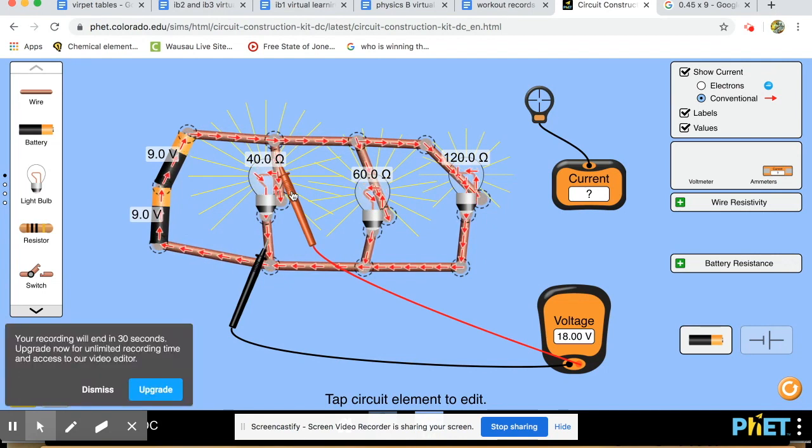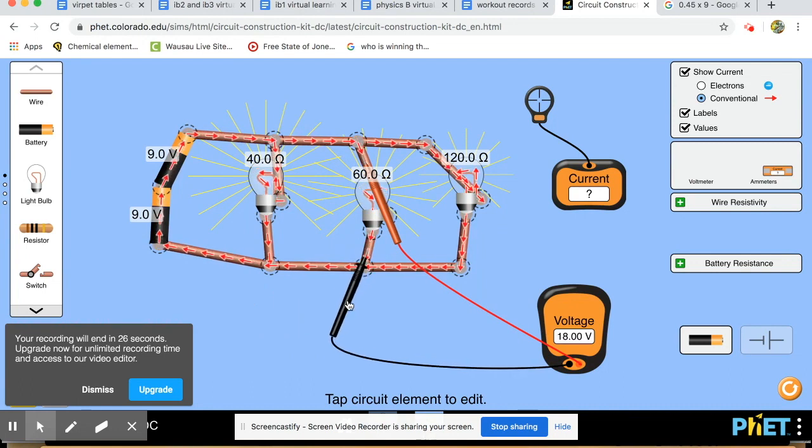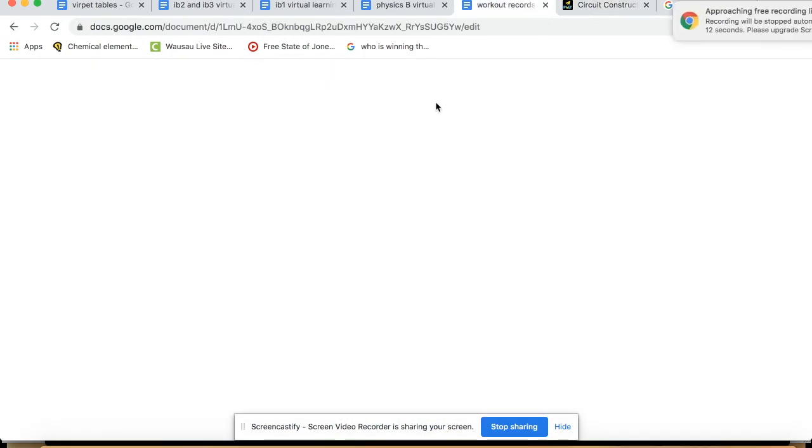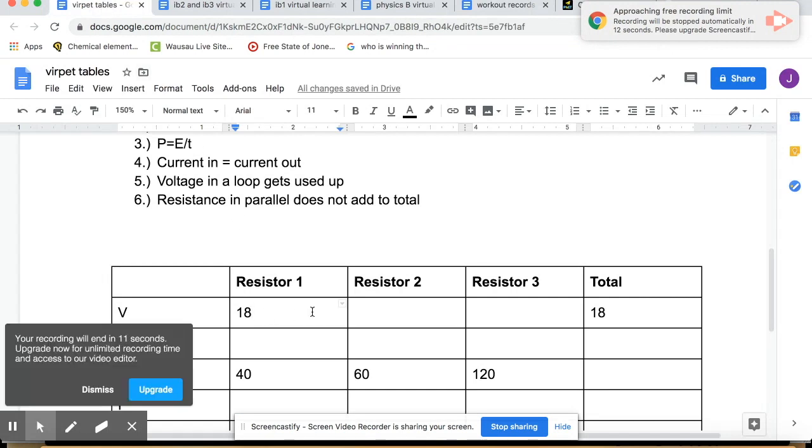So that means that this loop also needs to have 18 volts. And it does. We can say the same thing for the last loop. This big loop right here also needs to have 18 volts. Let's just double check. And indeed it does. So all of them actually get 18 volts.